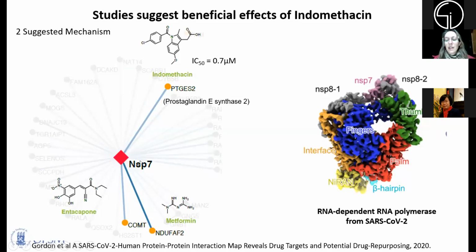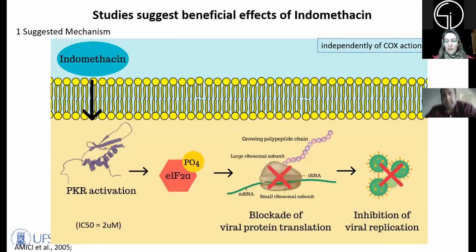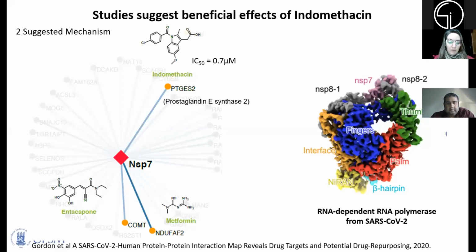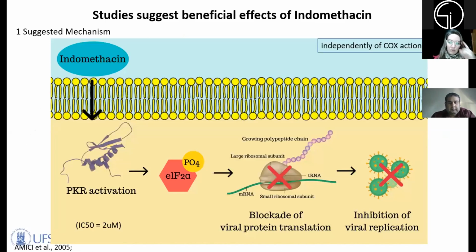And NSP7 protein is a cofactor of RNA polymerase from SARS-CoV-2. So indomethacin could affect the expression of viral RNA by this mechanism and block the viral protein translation and inhibit the viral replication.